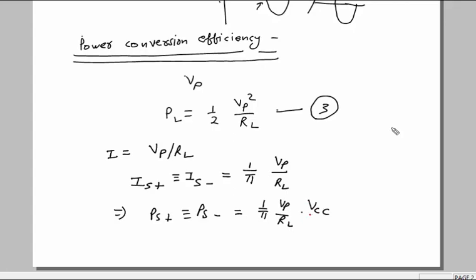And V is VCC. Then the total supply power, which we call PS total, we combine both, so it will become 2 times: 2 by pi Vp by RL into VCC. Let's call this equation number 4.